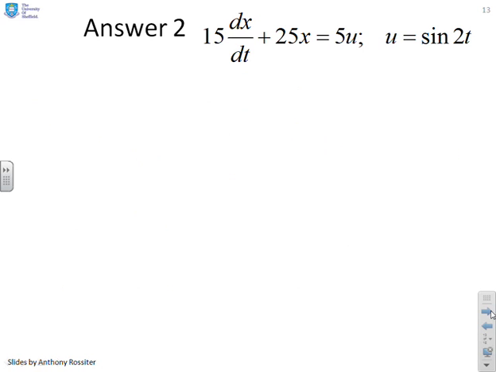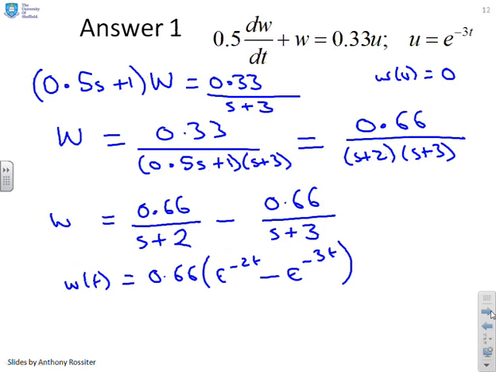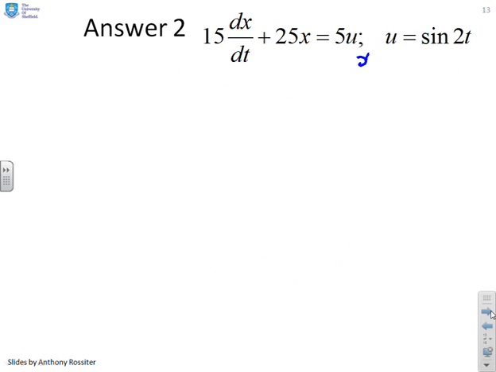Now, for this final example, I'm just going to have to jump back because I think I've missed a piece of information. There it was. We didn't write that down. x of 0 equals 4. So let's just add that on so we don't forget it.